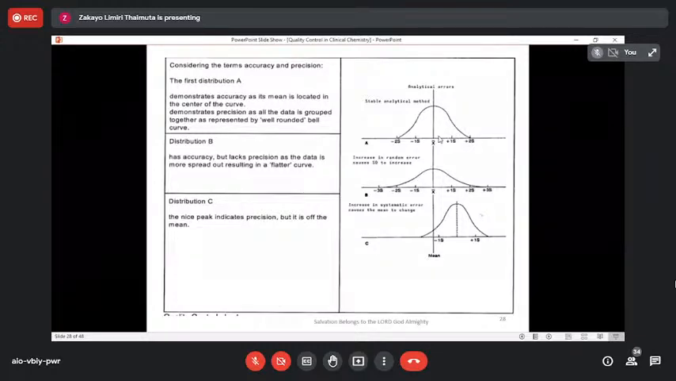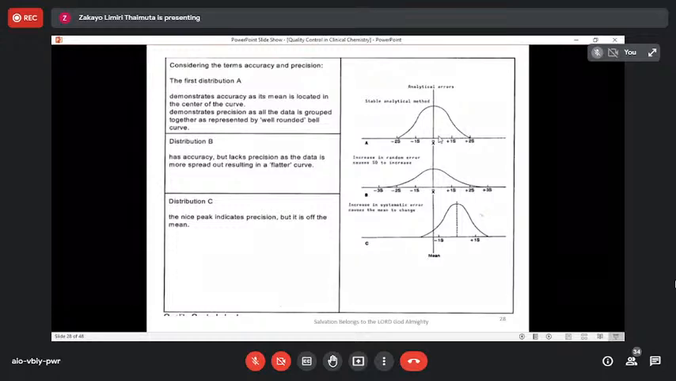Curve C is giving us what we call systemic error. If you look at it clearly, it's more or less like curve A, only that curve C has moved away from the mean. So that tells you that the results are being multiplied by a factor. Okay, they're being multiplied by a factor.